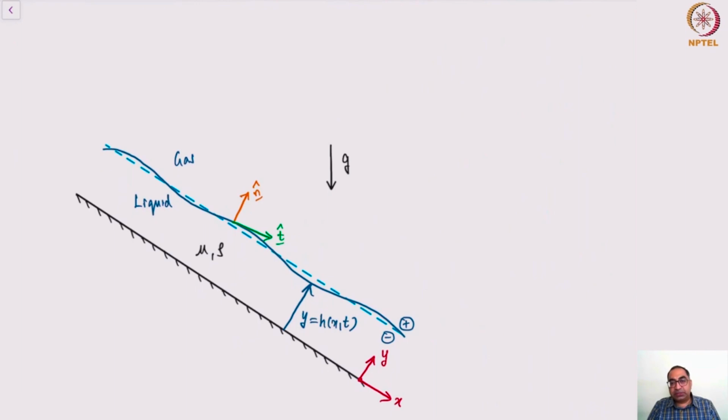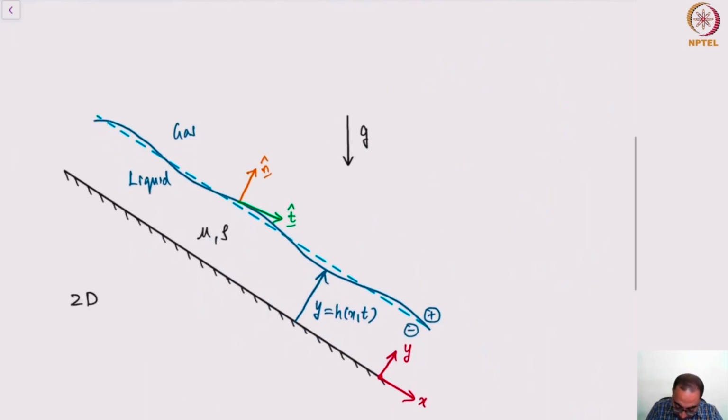There's gravity downwards, and I have chosen the coordinate system x and y to align along the surface, that's x, and perpendicular to the solid surface is y. Now there is an arbitrary interface whose thickness is given by y equals h of x comma t, where h is the thickness of the film. Clearly I'm doing this problem in a two-dimensional setting. Nothing prevents me from going to a three-dimensional system, but to keep the equations and the derivation simple, I've kept it to a two-dimensional system.